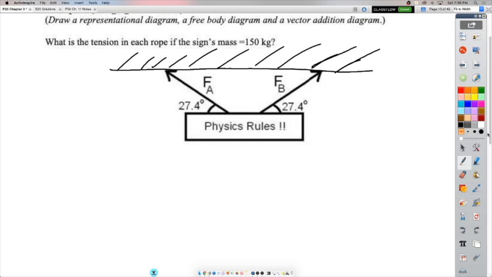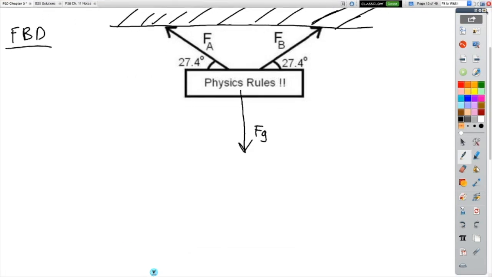And of course, that force is the force of gravity, or the weight, okay? Now, I've drawn it roughly as big as I think it should be because it needs to cancel out A's upness and B's upness with its downness, okay? So there's our representational. Let's do our free body diagram. On our free body diagram, we simplify it all down to one point that represents our sign there, and it has a gravitational force, like we said, down, but it also feels FB, and it feels FA.